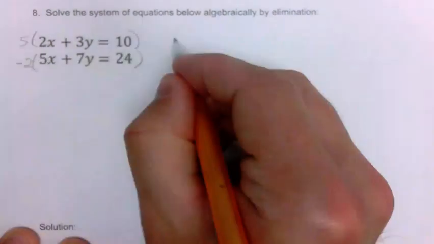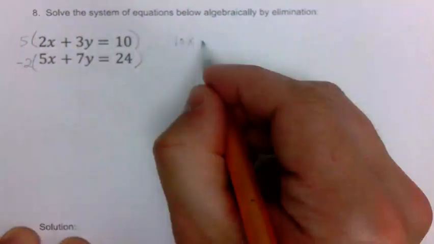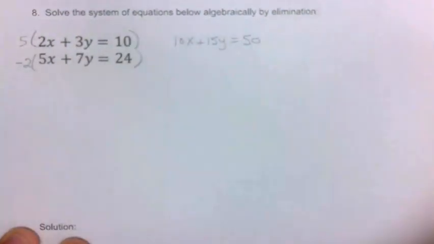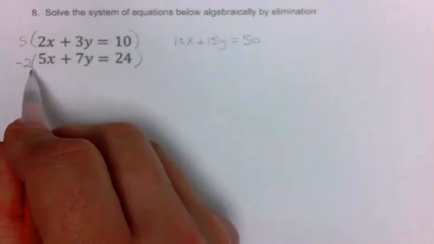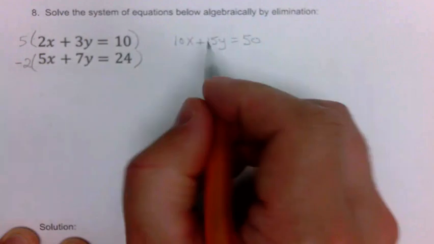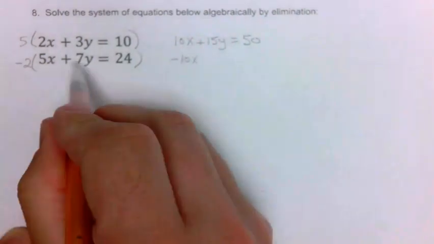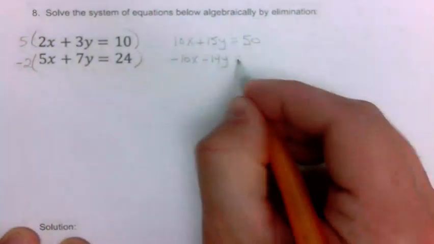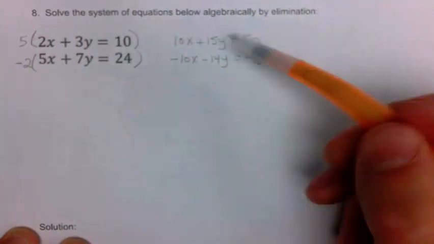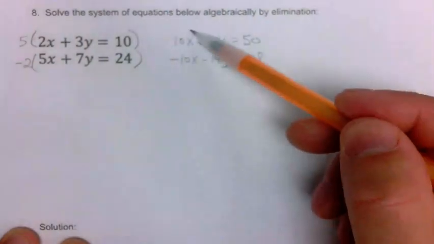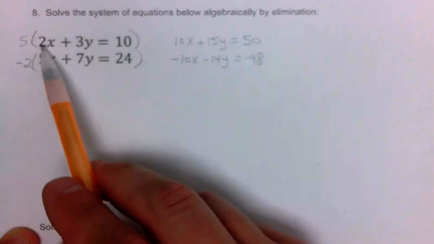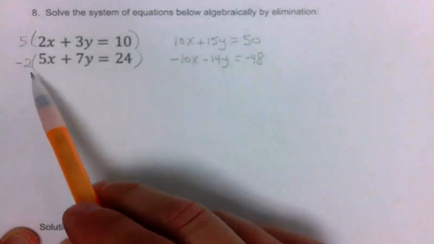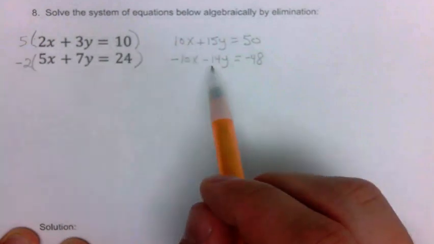Let's see what happens to our system when we do that. 5 times 2x is 10x, 5 times 3y is 15y, and 5 times 10 is 50. Underneath, multiplying the second equation by negative 2, negative 2 times 5x is negative 10x, negative 2 times 7y is negative 14y, and negative 2 times 24 is negative 48. Now I can see that I've created the opposites. Sometimes, if it's not easy to make opposites by doing something to one of the equations, you might have to do something to each equation.